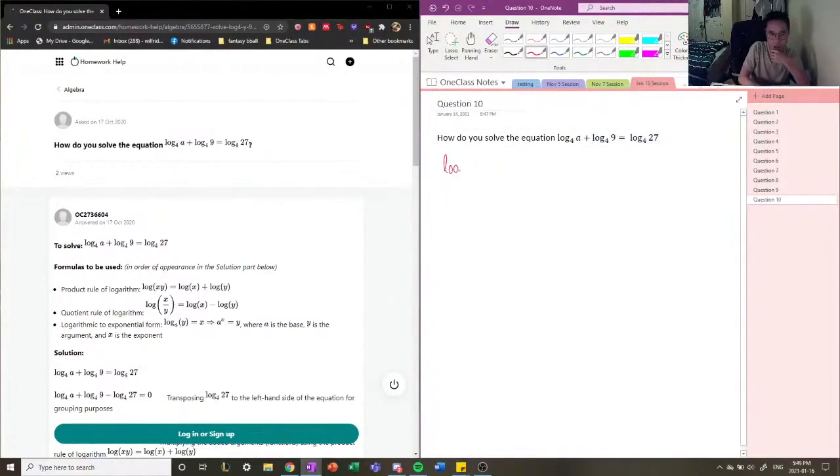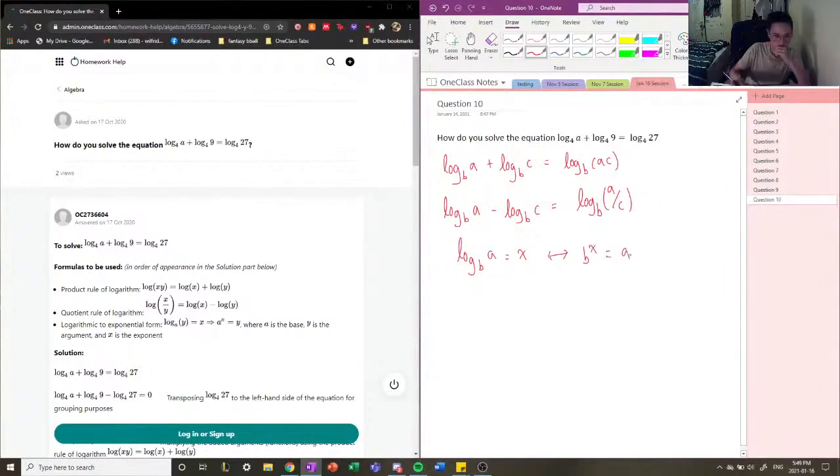The first one is the product rule, which states that log base b of a plus log base b of c is also equal to log base b of a times c. This is the product rule. We're also going to use the quotient rule, which states that log base b of a minus log base b of c is equal to log base b of a divided by c. And the final property is that log base b of a equals x can also be written as b to the power of x equals a. We're going to use these three properties to help us solve for a.